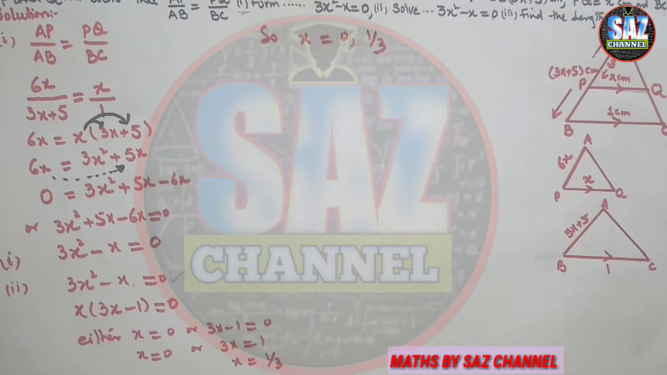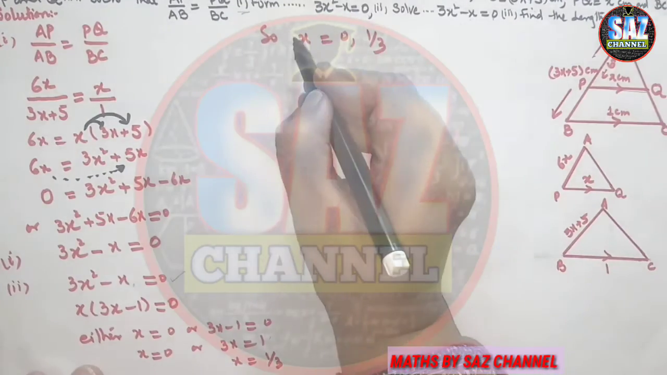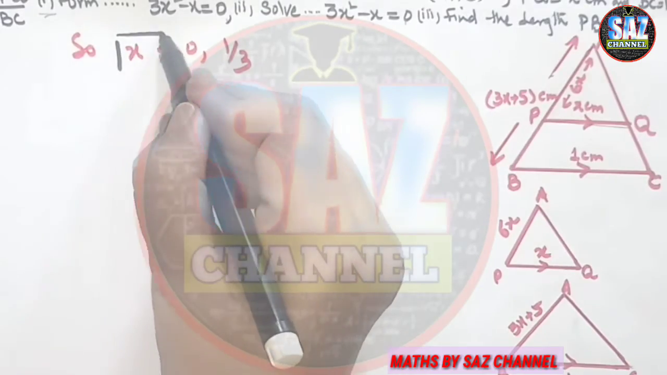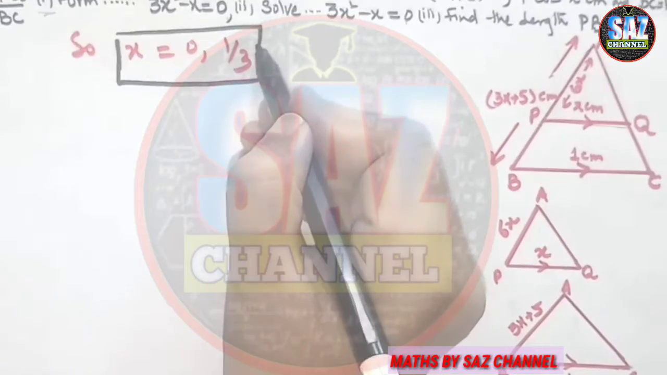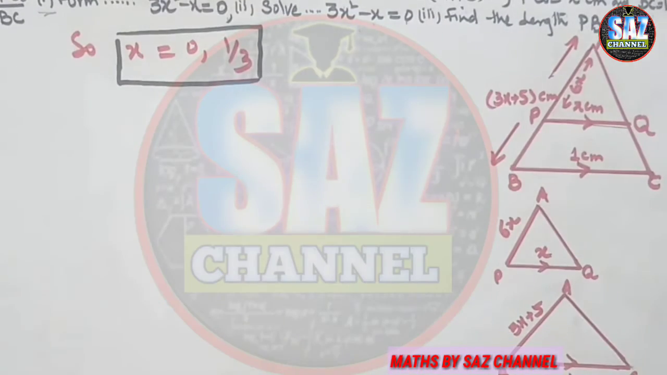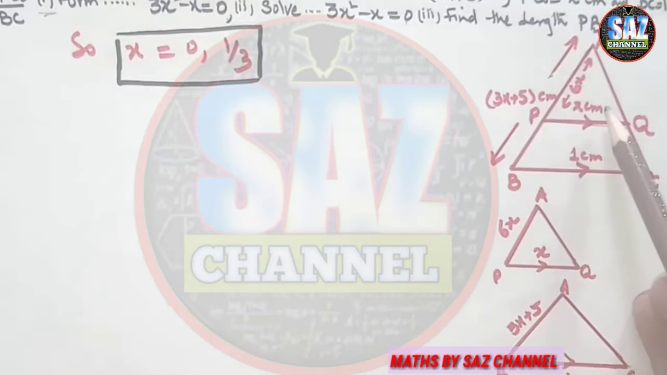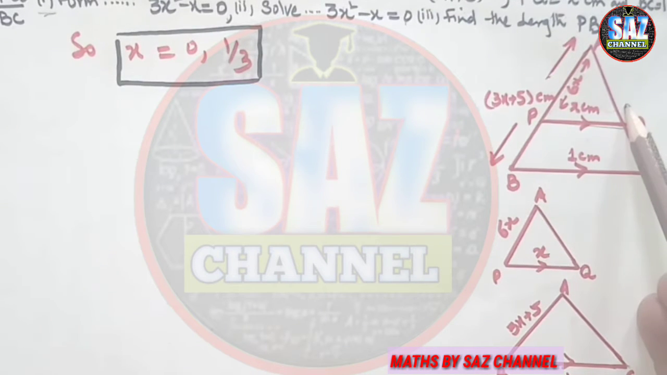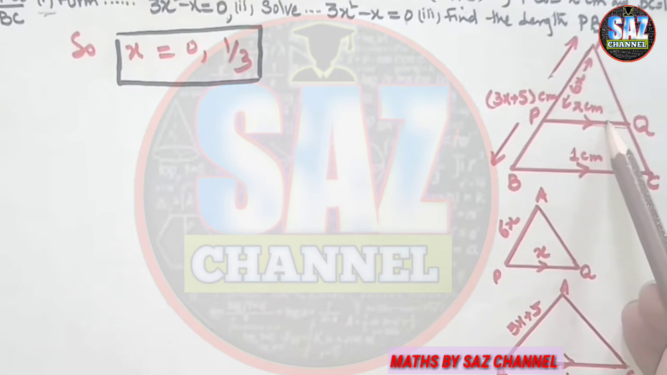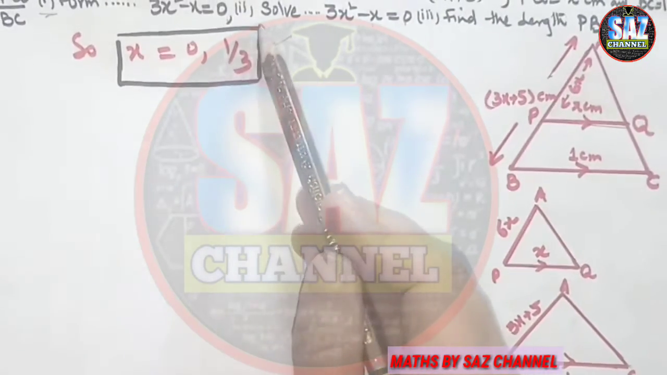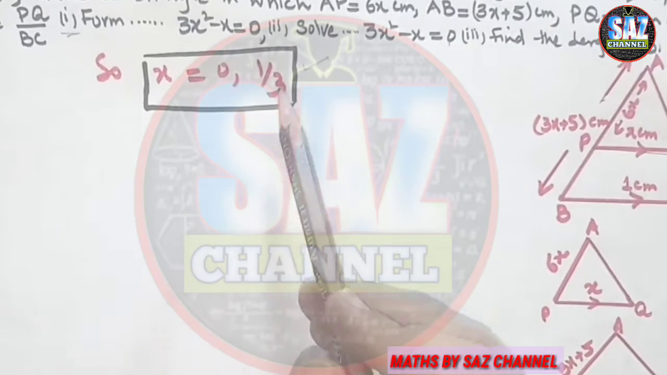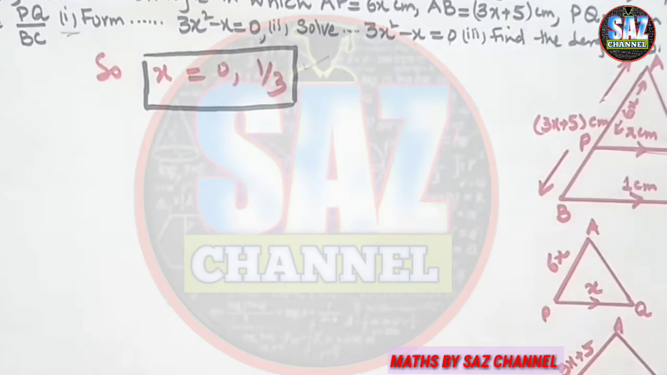I hope you are clear about how to solve this equation. Now it's really important to decide which value of x we have to take. x is one of the sides of this triangle, so we cannot take x equals 0. So the accepted answer for this question will be x equals 1 by 3. The next part is find the length PB.